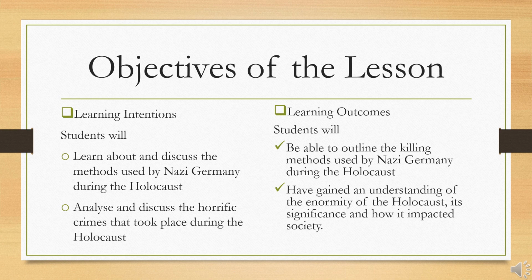The first learning intention will be to provide students with the methods by which Jews and other minority groups were killed during the Holocaust. By the end of the lesson, students will be able to outline methods such as concentration camps, death marches and death squads.